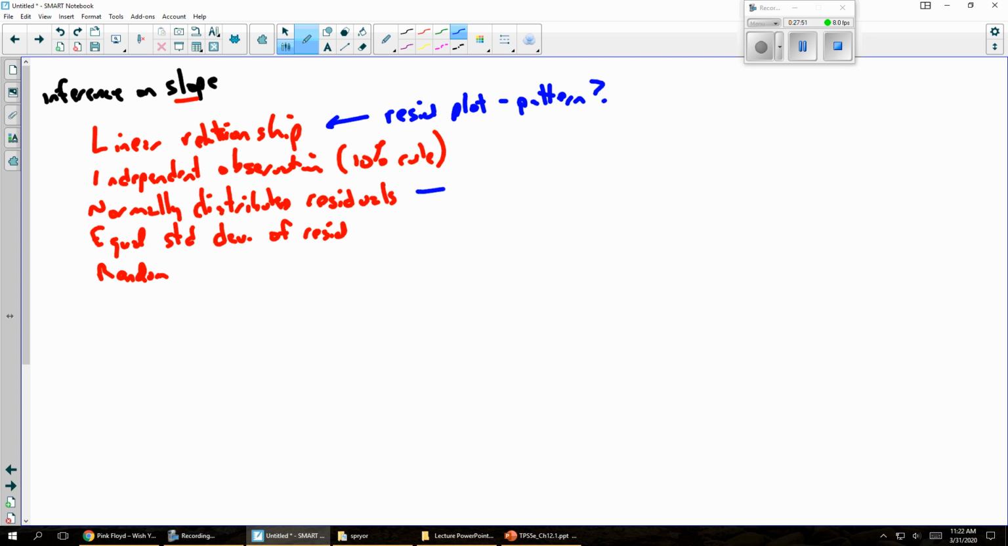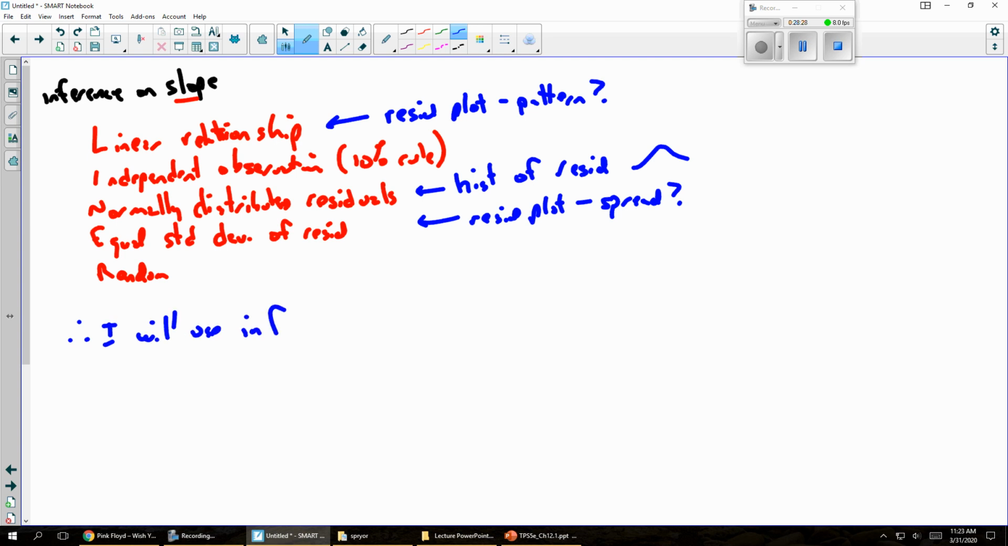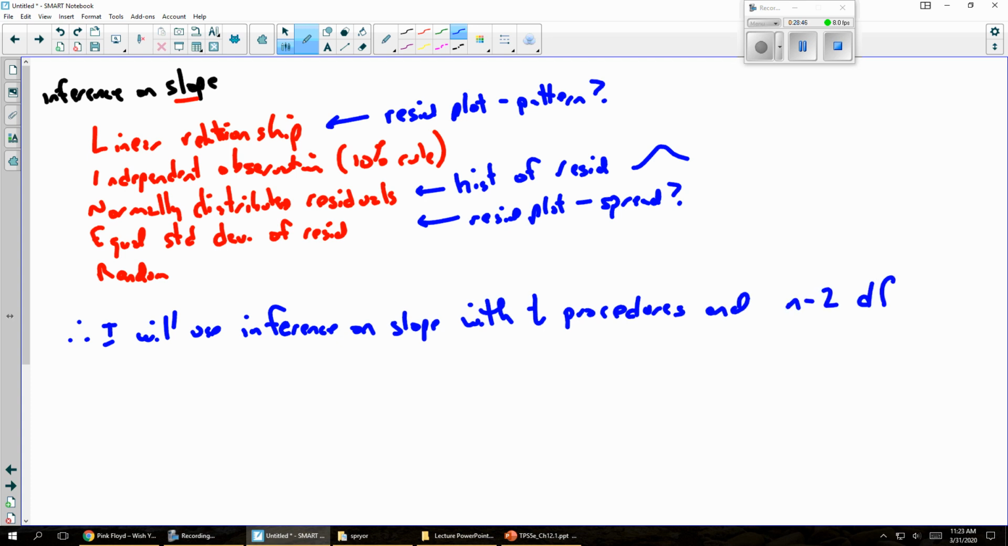For equally distributed residuals, again, I'm looking at the residual plot. Sorry, for equal standard deviation of the residuals, I'm looking at the residual plot and asking about the spread. Does the fanning increase or decrease? For normally distributed residuals, I'm going to make a histogram of the residuals and see if it kind of looks like that. And if that's the case, then I would say, therefore, I will use inference on slope with the T procedures and n minus 2 degrees of freedom. And n is the number of data points that I have. So n minus 2 there for the degrees of freedom on these problems.